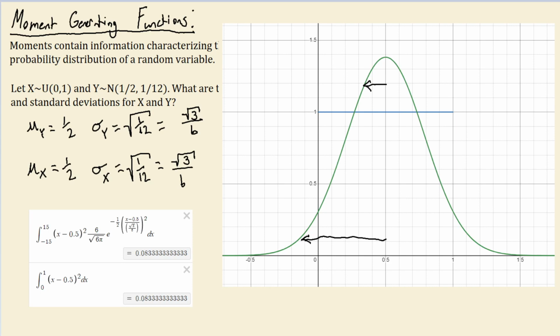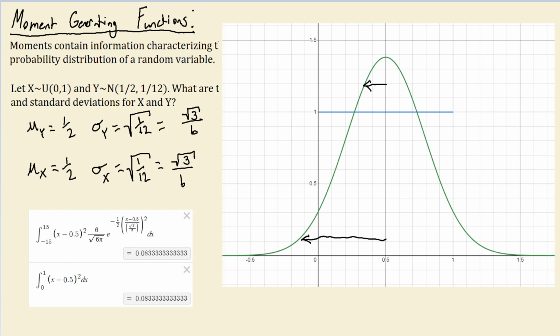And so moment-generating functions, where they exist, are going to have enough information contained within them to uniquely determine all of the moments of a probability distribution. That's why they're called moment-generating functions. And so if you could show that two probability distributions have the same MGF, the same moment-generating function, then that's enough information to show that they have all the same moments, which shows that they are the same distribution.